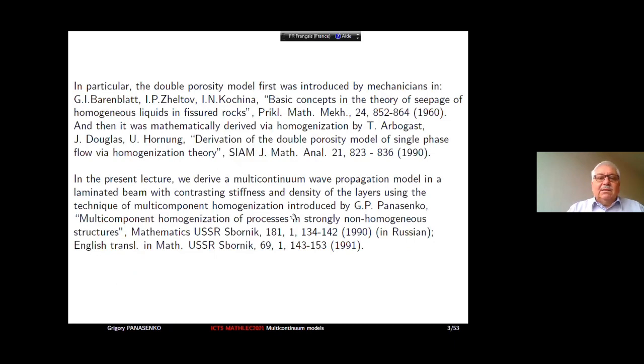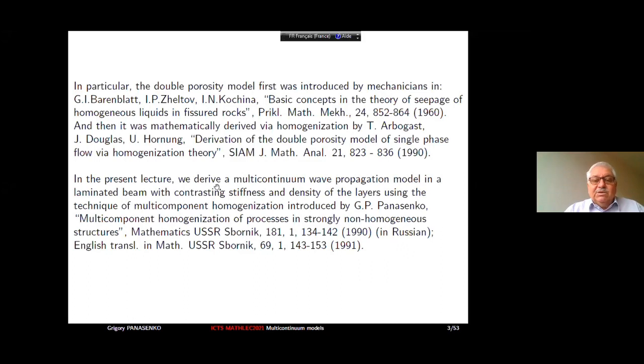Also, we can say that one of the multi-continuum models corresponds to the double porosity model, which was introduced by mechanicians first, by Barenblatt, Zheltov, and Kochina, and then it was derived via the homogenization theorem. So this was the first paper on the passage from micro to macro by Arbogast, Douglas, and Hornung.